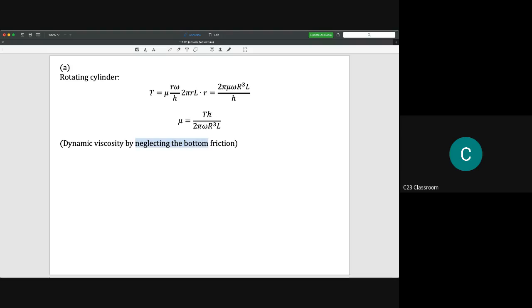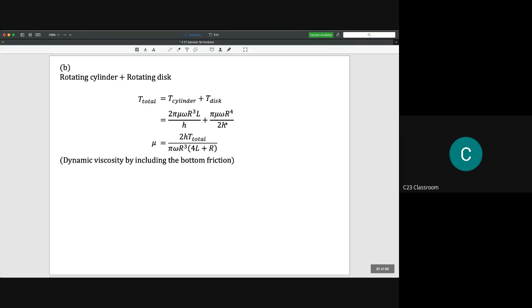If you rearrange the equation to show the value of mu, you get that mu is equal to this one. And then if you account for the rotating cylinder plus the rotating disc, where the rotating disc reflects the bottom part of the rotating cylinder, what you need to do is add the torque from the cylinder and the torque from the disc.